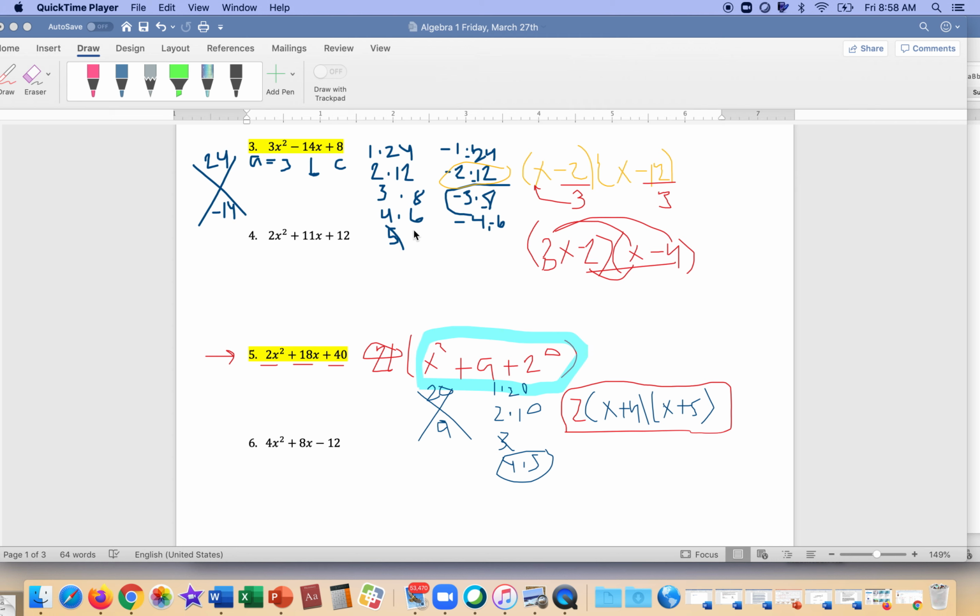If I do 24 divided by 5. And again, if you're not sure how to make the list, take that number 24 divided by 2, and you're left with 12. Take 24 divided by 3, you're left with 8. Take 24 divided by 4, you get 6.